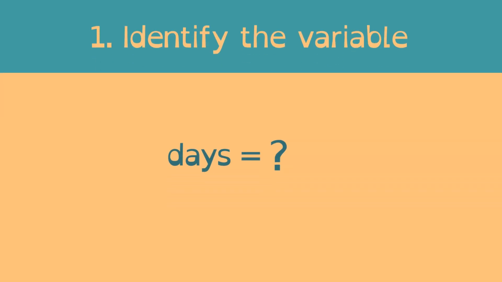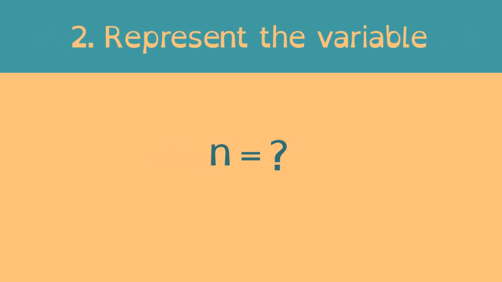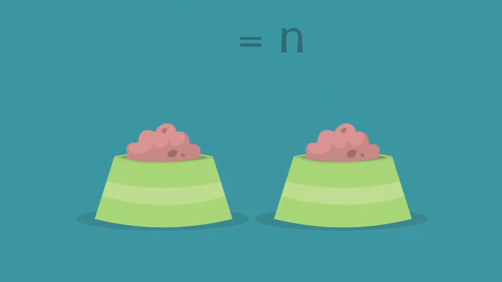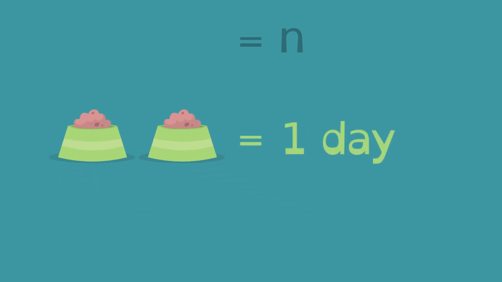The first step is to identify the variable, the number of days until 6 cups remain. The second step is to represent the variable with a suitable letter, like n for number of days. 2n represents the number of cups eaten. Here's why. Since every 2 cups eaten represents 1 day, the number of cups eaten can be found by multiplying 2 times n. Let's put it all together.